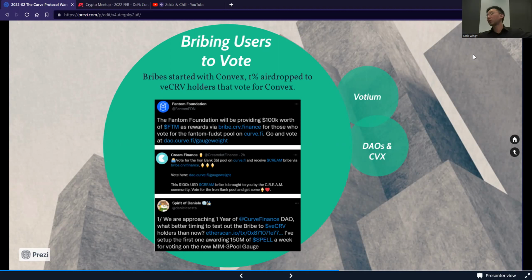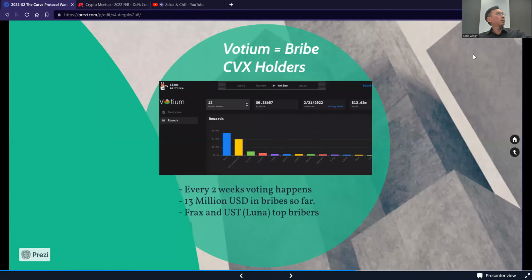So Convex was the original project to really push that forward, where they bribed veCRV holders, which is the original Curve holders, to vote for Convex. All right, so they did a 1% airdrop, and from then on, other projects started following. Okay, we'll get back.